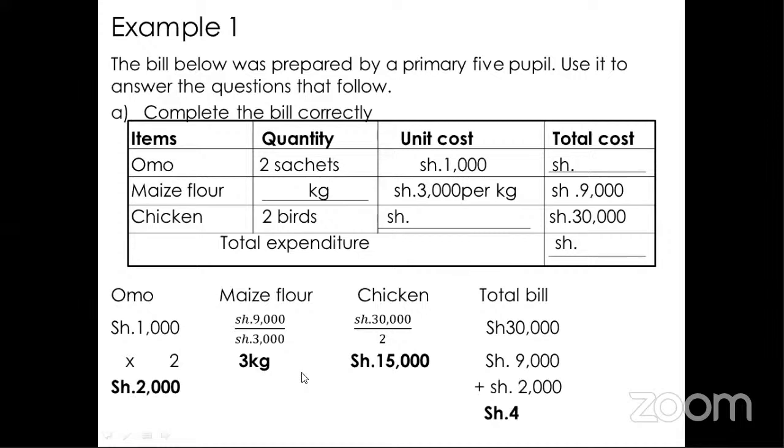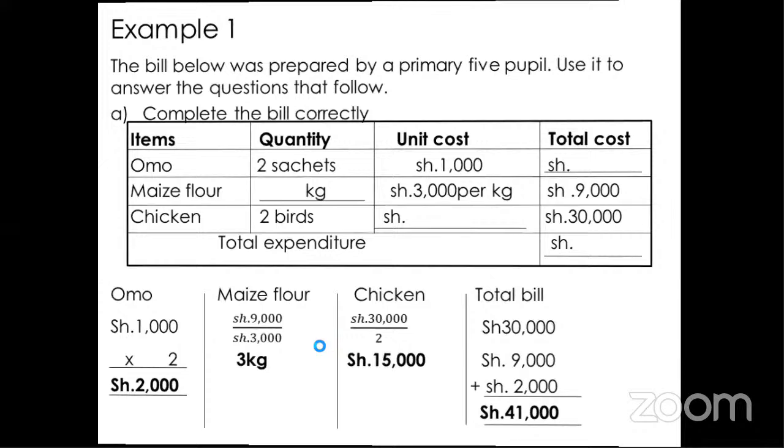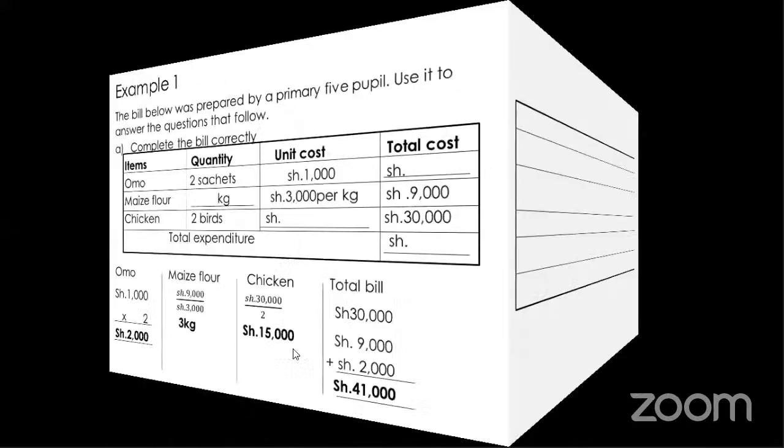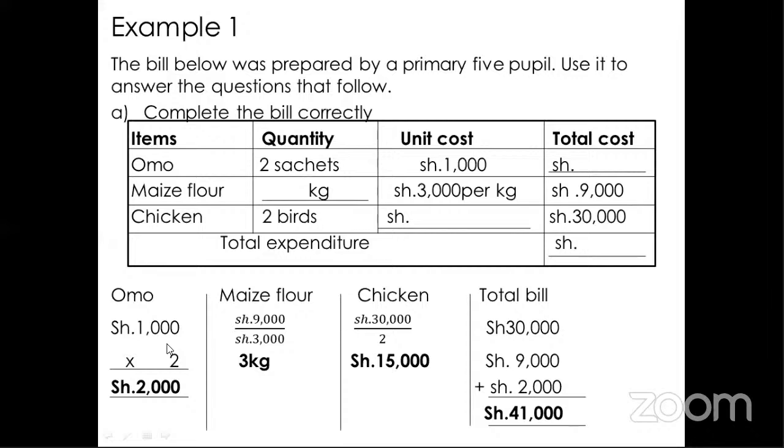Sorry, let me go back there. So this is what we have done. Under Omo, because they wanted the total, we multiplied. Under maize flour, they wanted the unit cost and the quantity, so we divided. Under chicken, which they are saying 2 birds, also we divided. Then the total cost for all these, maize flour, Omo, and chicken, is 41,000 shillings. So members, that's how we fill in the table.